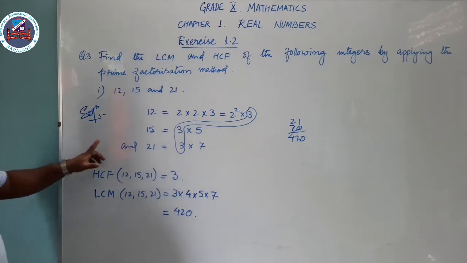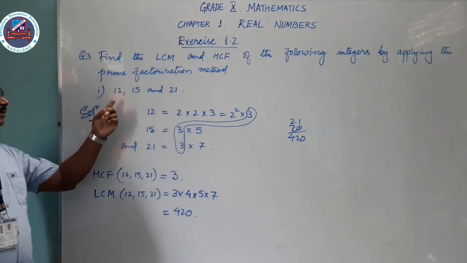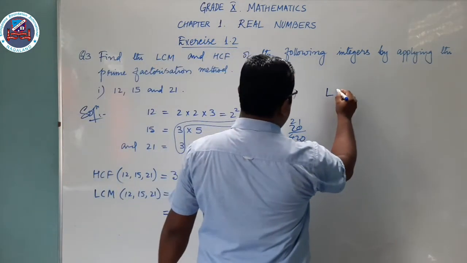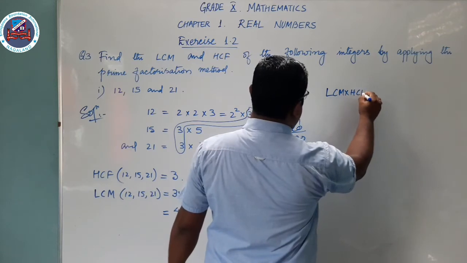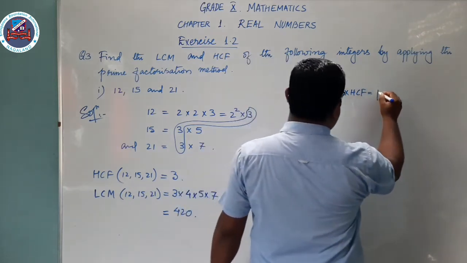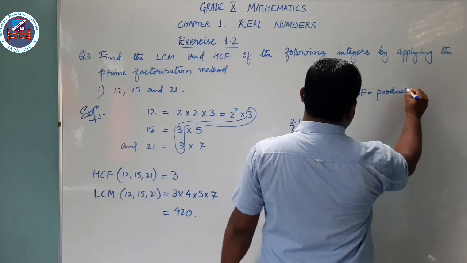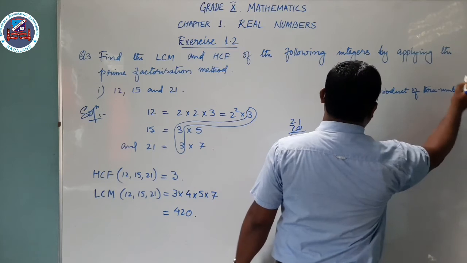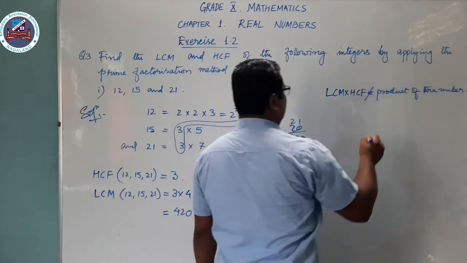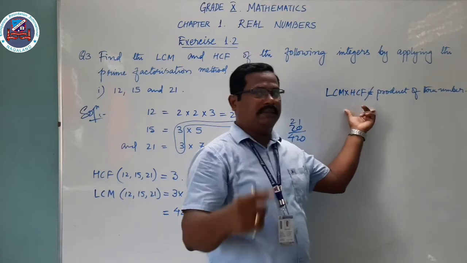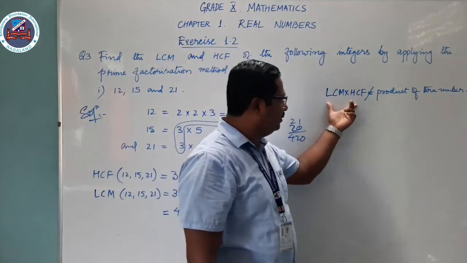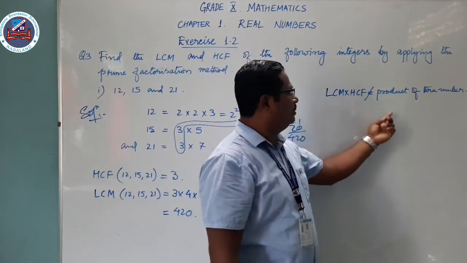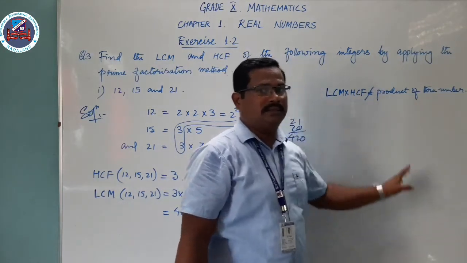But one thing is to be noted, that if more than two numbers are given to you, then you cannot use this relation. LCM into HCF is equal to product of three numbers. If three numbers are given to you, they are not equal. This formula is only applicable, as in the last question that you have done, if two numbers are given to you. LCM into HCF of two numbers will be the product of the two numbers. That is to be noted.